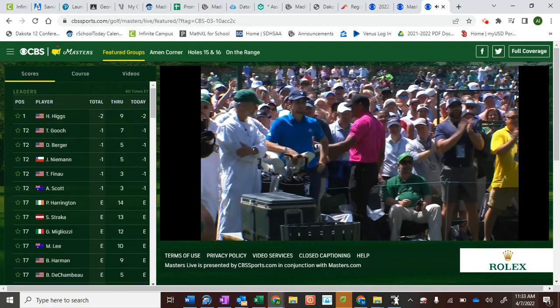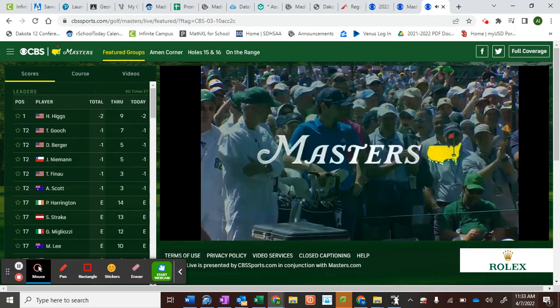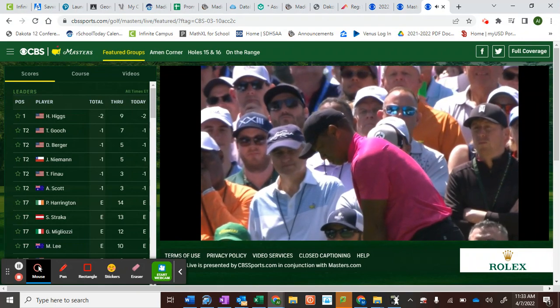What a shot from Tiger. Well, let's see the replay.